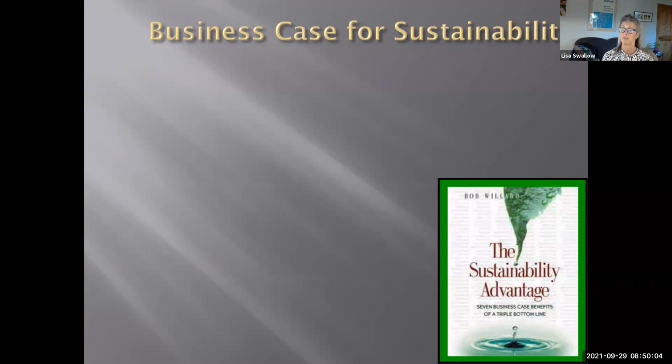To find a company that's using one or more of these facets of the business case for sustainability and talk about how it's making the business more robust or successful, or how it's presenting challenges. So here's the business case for sustainability. And if there's nothing else you take away from this course, I hope it's this.